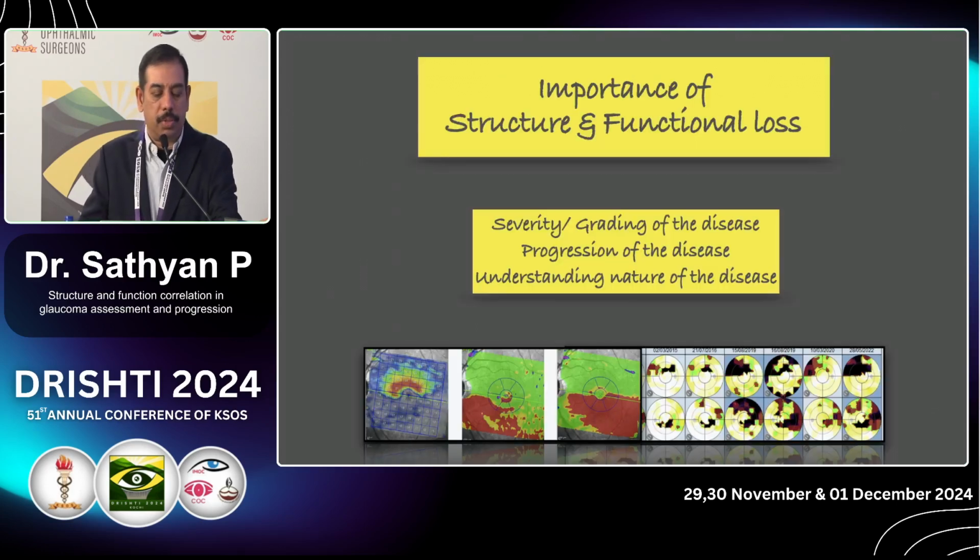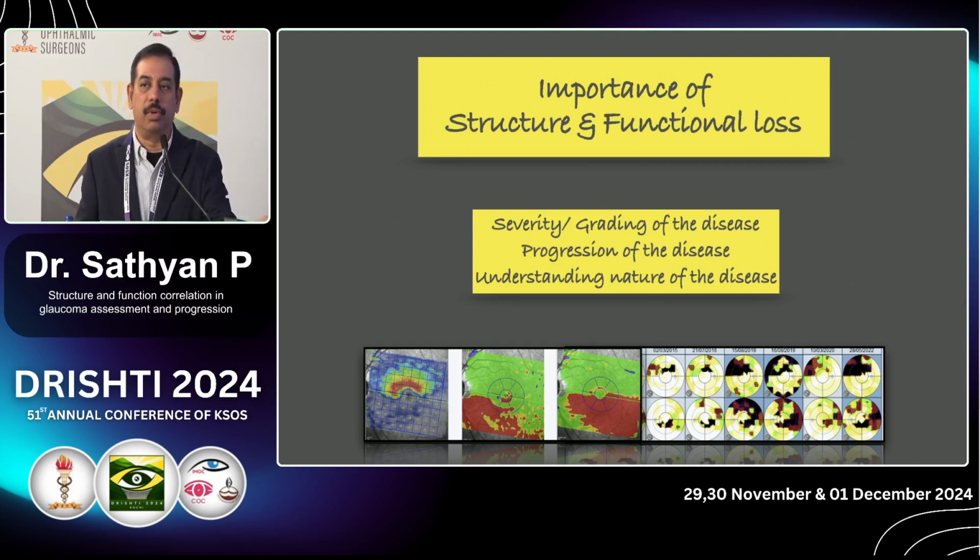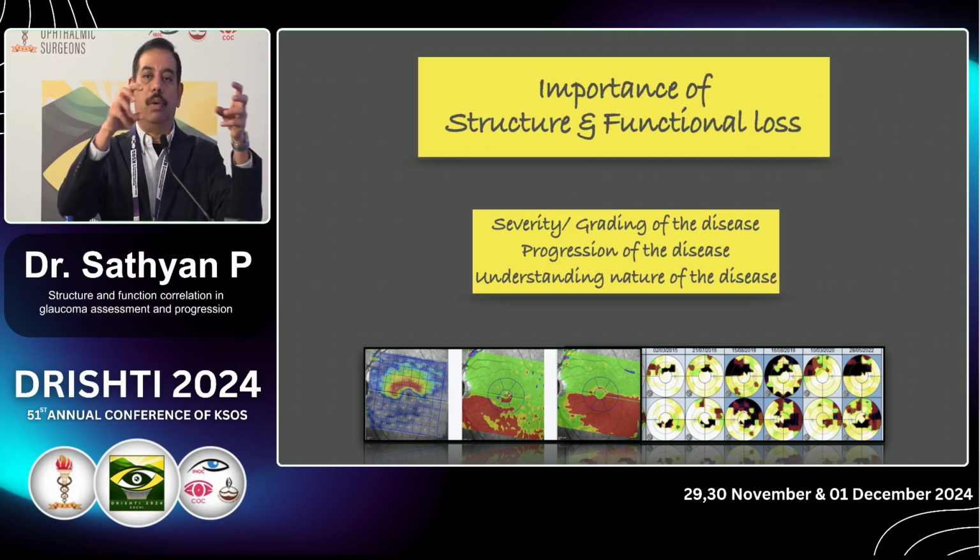So the importance of structure function loss is where we can really understand, first, to diagnose and to understand the severity of the disease. In glaucoma, we say mild, moderate, severe, and advanced. So we need to grade the disease so that it can be managed better. We need to understand what progression is happening in the disease. It is just not enough to see one sheet of paper, or most people come with their own big files, which I never feel comfortable with. Then you just compare one with another one.